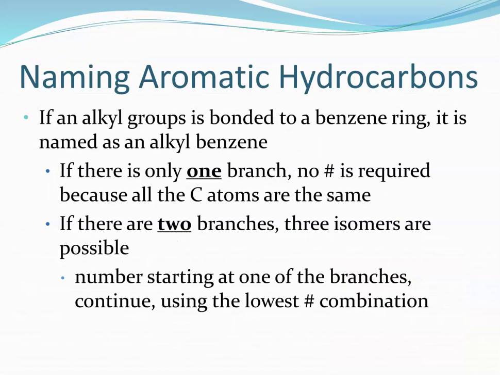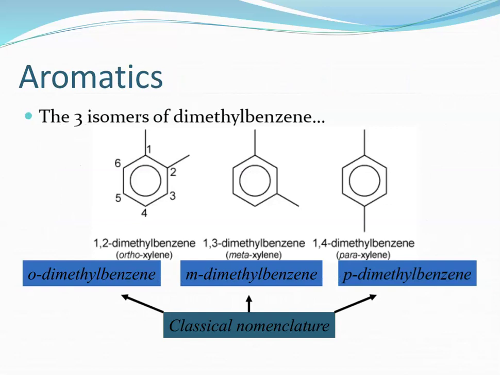If an alkyl group is bonded to a benzene ring, we name it as an alkyl benzene. If there is only one branch, no number is required. If there are 2 branches, then there are special names for the orientations of the branches. Here are the 3 isomers of dimethylbenzene. We name them with an O, an M, or a P in front of the name dimethylbenzene.